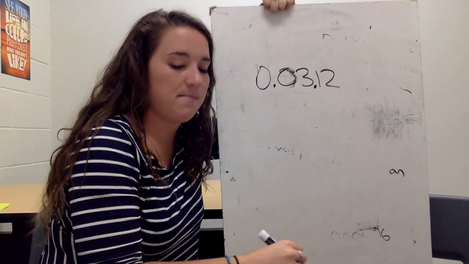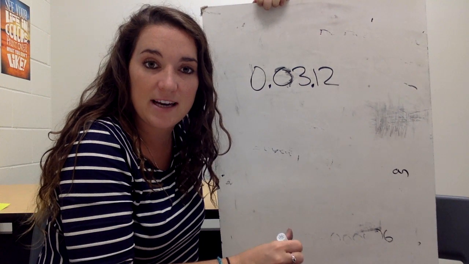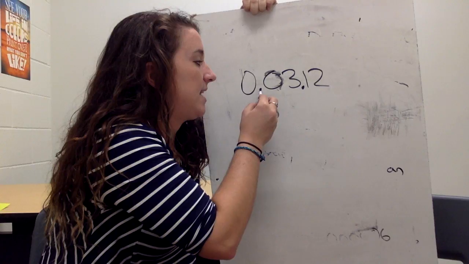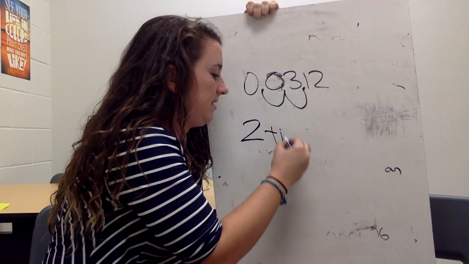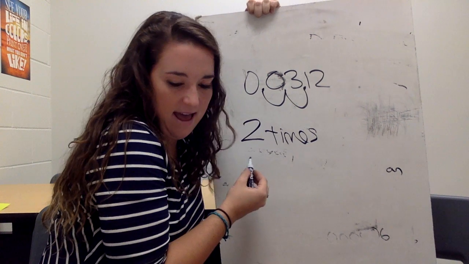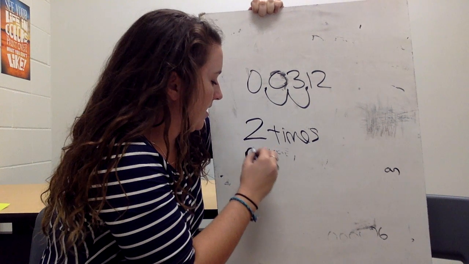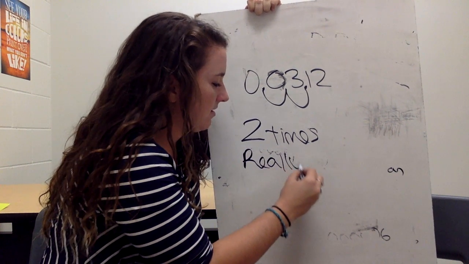These zeros in the front don't matter. So now is that between 1 and 9? Yeah. How many times did I have to move it to get there? 2 times. And this number is really small.